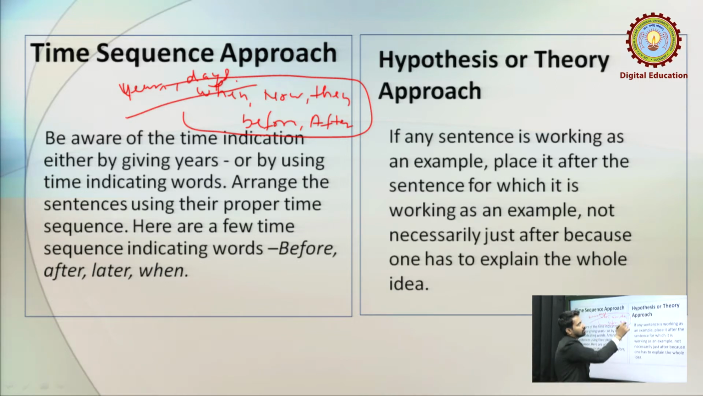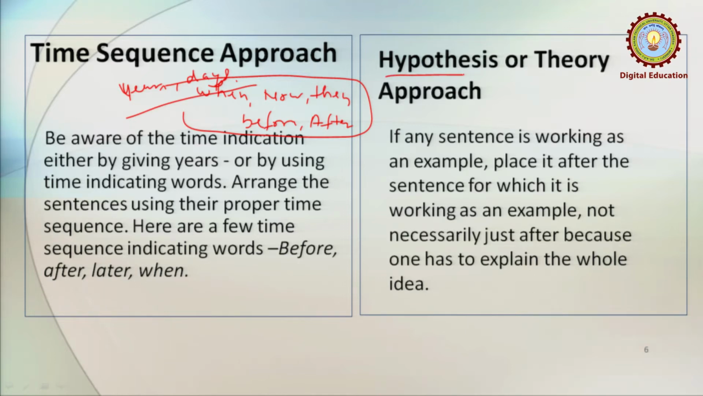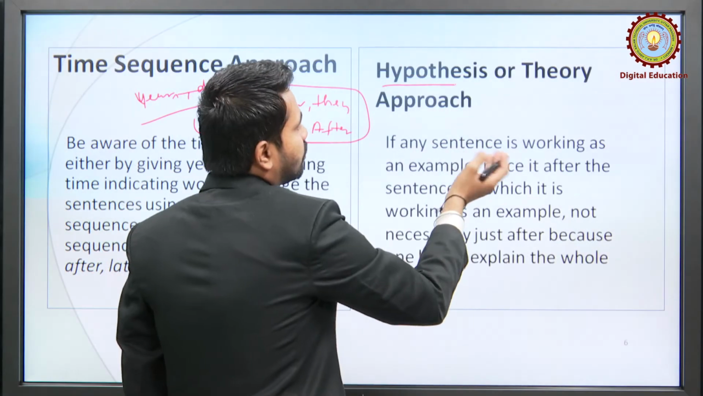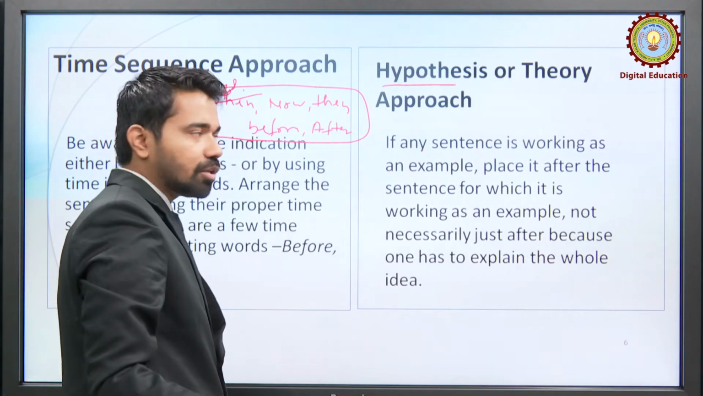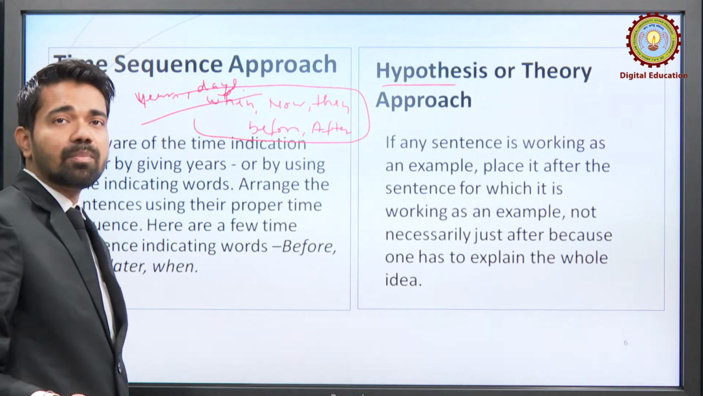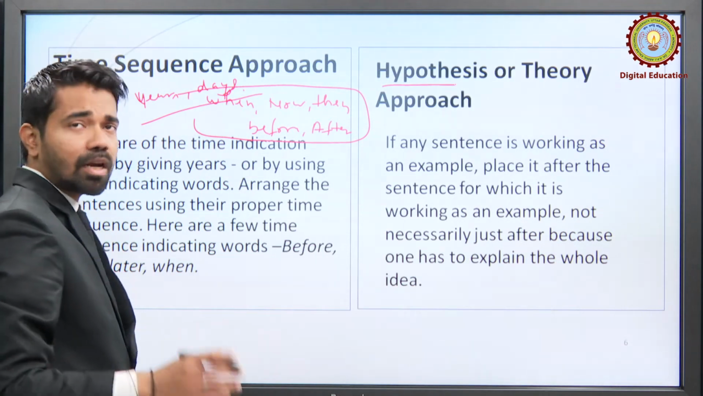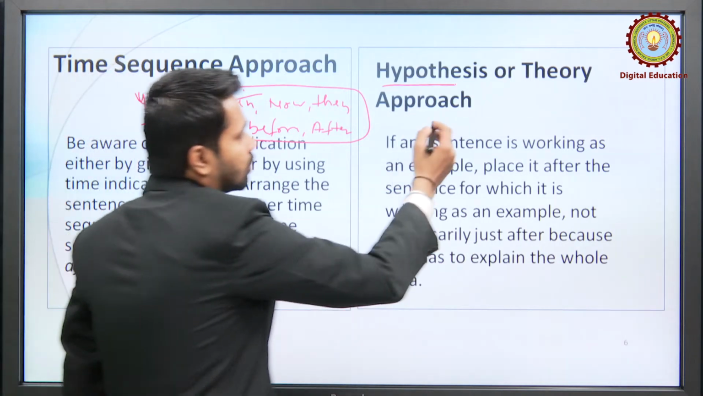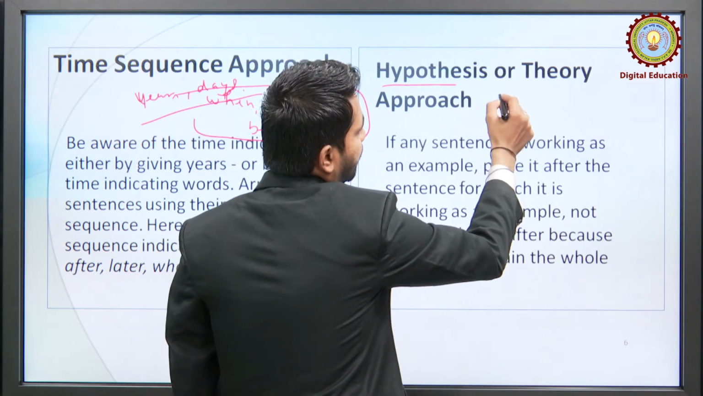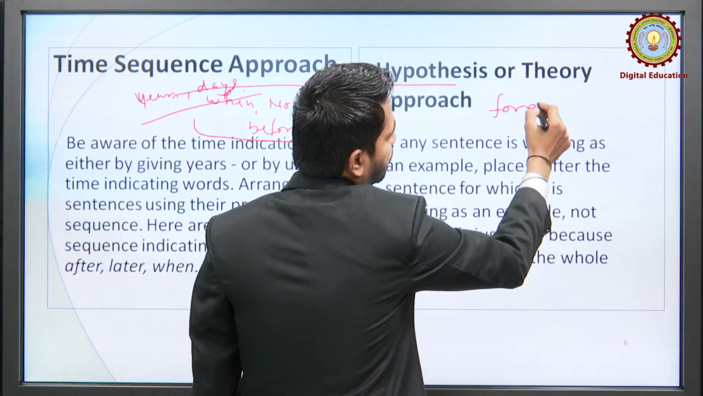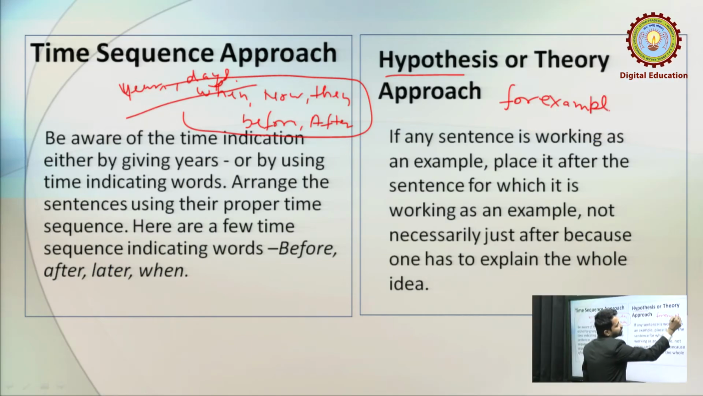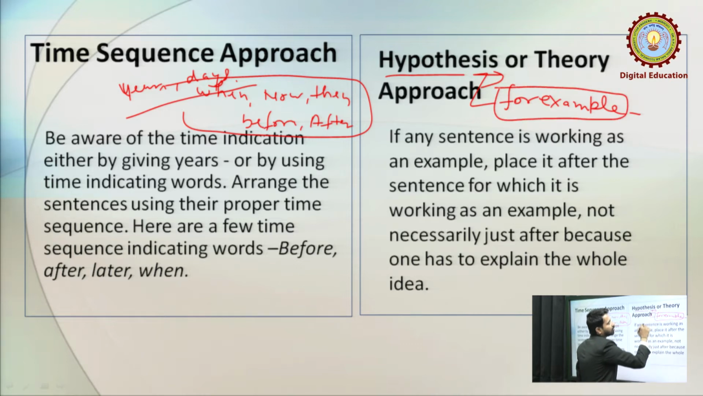Next, we have the hypothesis or theory approach. In the theory approach, we logically think which sentence is going to determine our introduction, which sentence is going to give examples, and which sentence is going to conclude the whole speech. So for example, if you get a sentence with for example in the beginning, you will have to find the sentence for which it is used, and you get a pair. Clear?